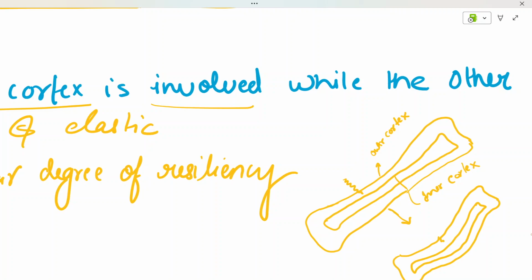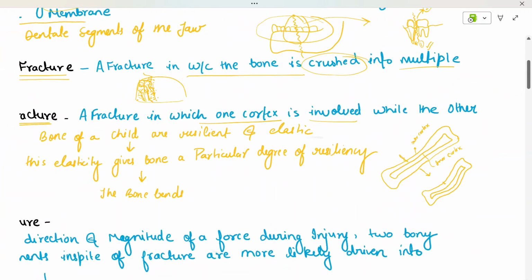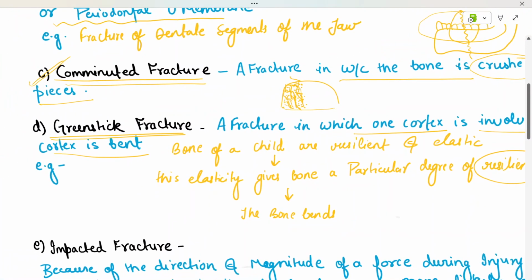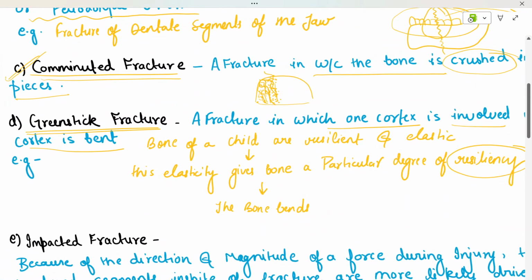Why is only the outer cortex involved and not the inner cortex? As I had told you, in children the bones are resilient, or basically elastic, and this elasticity provides the bone a degree of resiliency, because of which there is an incomplete type of fracture and the bone does not fracture completely but just bends. So this type of fracture is termed greenstick fracture. I hope it is clear.